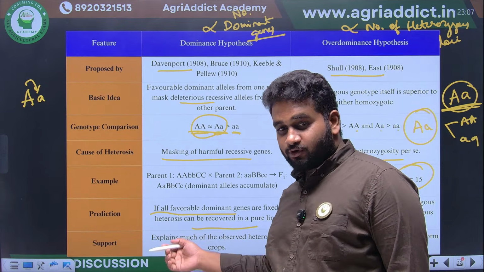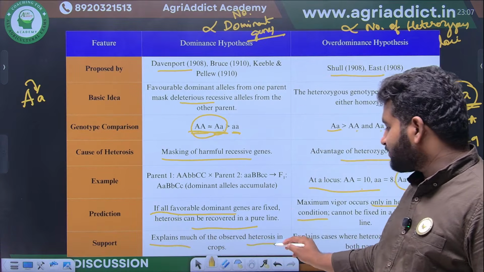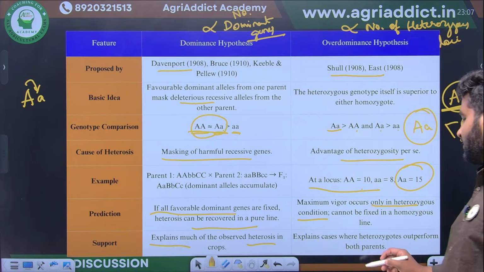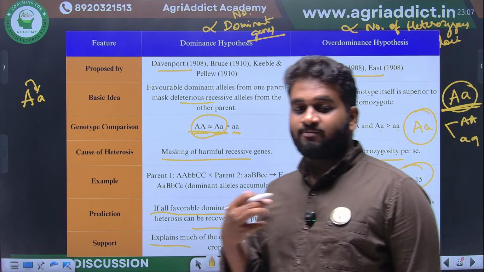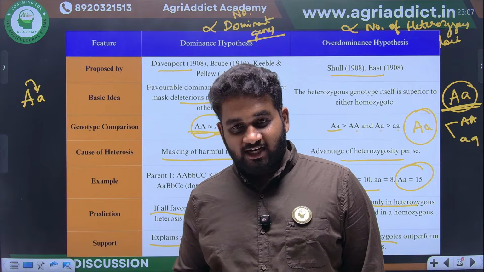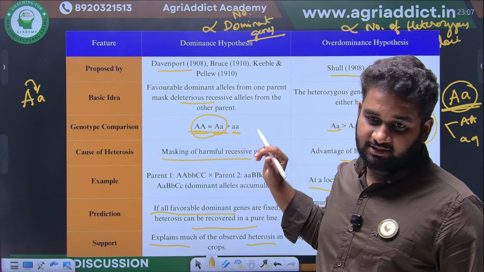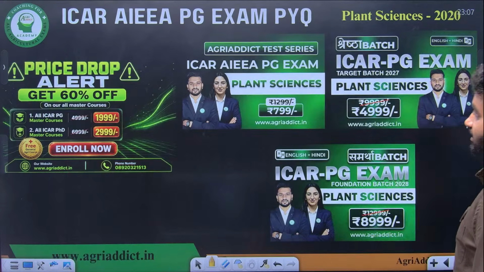Why we support the dominance hypothesis: it explains much of the observed heterosis in crops. But the over-dominance hypothesis explains only the case where the heterozygote outperforms both parents. Only under that particular condition can we support the over-dominance hypothesis. In all other cases, it will be the dominance hypothesis.